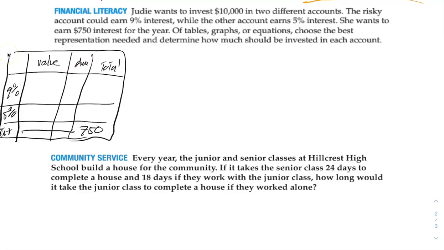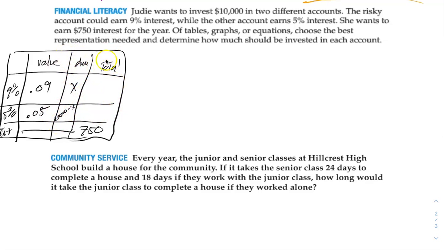9%, well, the value is 0.09. 5%, value is 0.05. The amount is where it gets a little tricky. They tell you a total of 10 grand, so I don't have to put 10 grand here. What you do is make one of them x. Then you make the other one 10 grand minus x. Right? If you have 10 grand total, and one of them is x, the other one must be 10 grand minus x. Then how do we get the total?